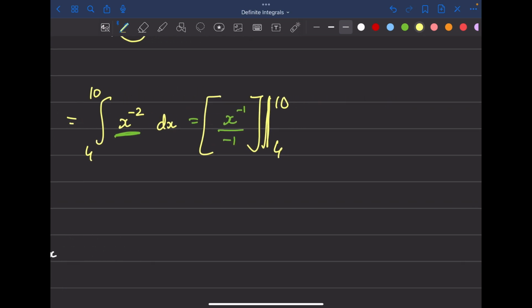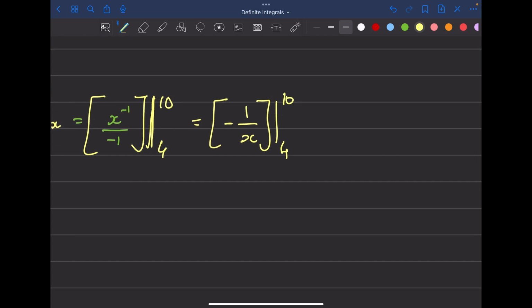Pretty simple. So now, let's actually make this look a tiny bit nicer. If you have x to the power of negative 1 divided by negative 1, you basically have negative of 1 over x. Those are the exact same, and we're going to copy our brackets again, because we didn't do anything with that yet. So from 4 to 10. After that, you just have to plug it in. So first plug in the 10. You get negative 1 over 10, obviously, because all you have to do is put the 10 on the bottom.